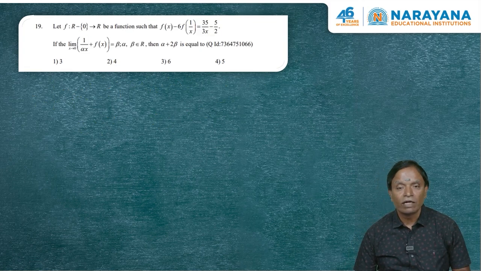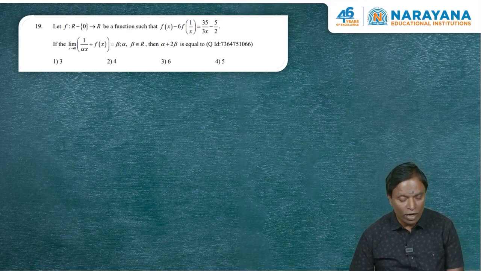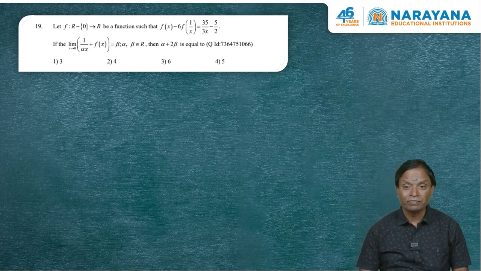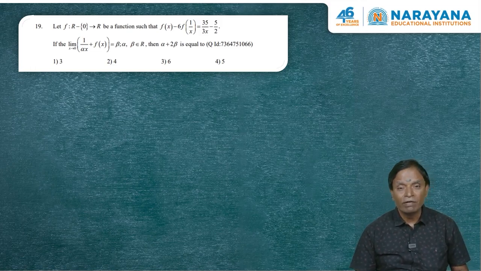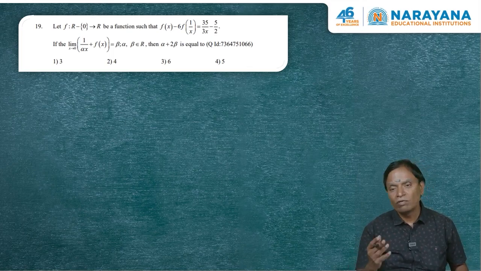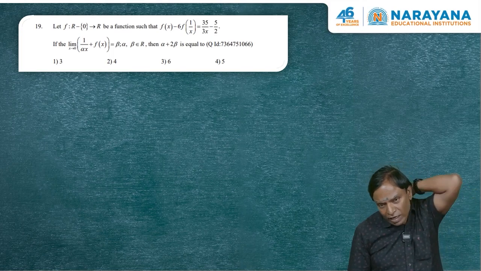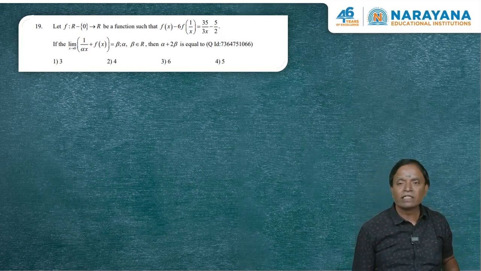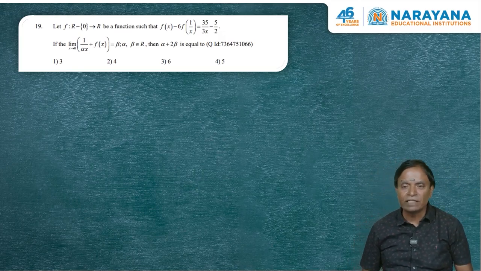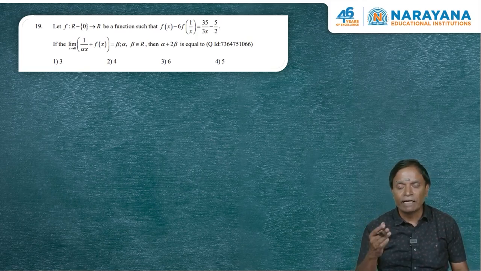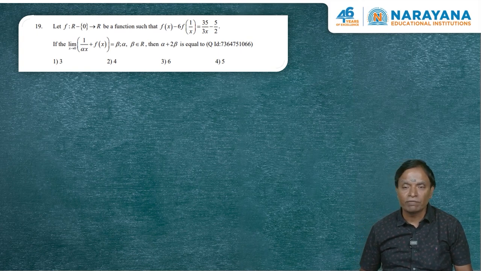Next one, you are given f from R minus 0 to R, some function is given, and you are given limit x tends to 0. Now for functional equations, if it is a Cauchy's equation, you have a direct method. In general, for a functional equation, it is only observation and solving the given equation. In the given functional equation, f of x minus 6 times f of 1 by x is equal to 35 by 3x minus 5 by 2.